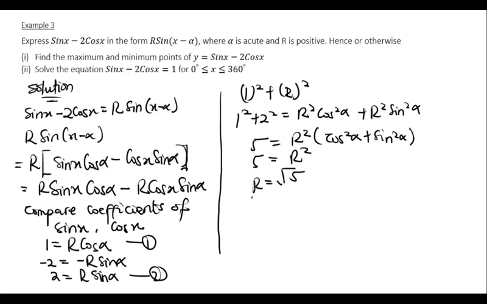Okay, so from here, to find our angle alpha, we need to divide equation 2 by equation 1.